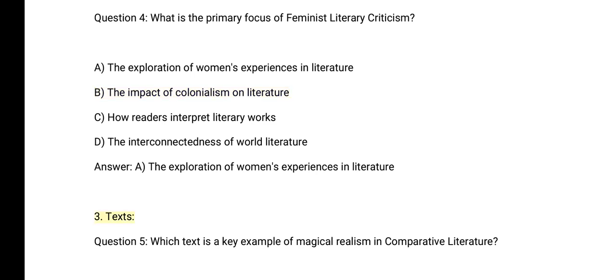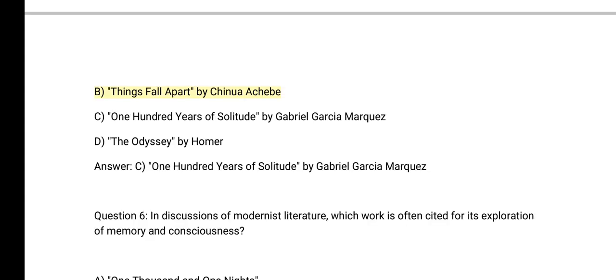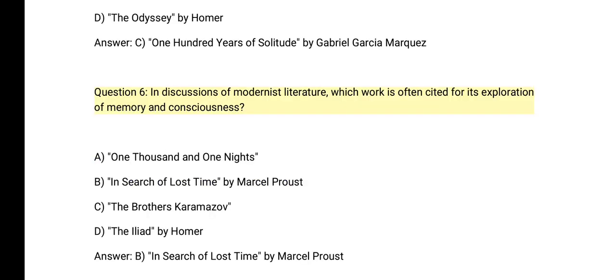3. Texts. Question 5. Which text is a key example of magical realism in comparative literature? A. In Search of Lost Time, by Marcel Proust. B. Things Fall Apart, by Chinua Achebe. C. 100 Years of Solitude, by Gabriel Garcia Marquez. D. The Odyssey, by Homer. Answer. C. 100 Years of Solitude, by Gabriel Garcia Marquez.